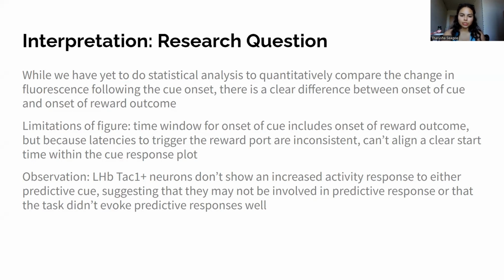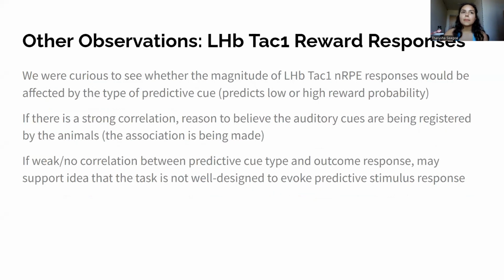these Tac1 neurons don't show an increased transient response, just a sharp increase following the predictive cue onset, which suggests they might not be involved in predictive response, or the task just didn't really evoke the responses that well. But we have another way to evaluate how well these predictive cues were actually providing information. And that's by looking at the responses to the reward outcomes themselves.